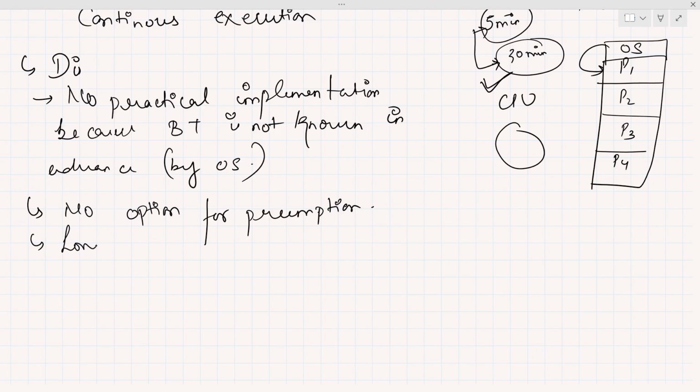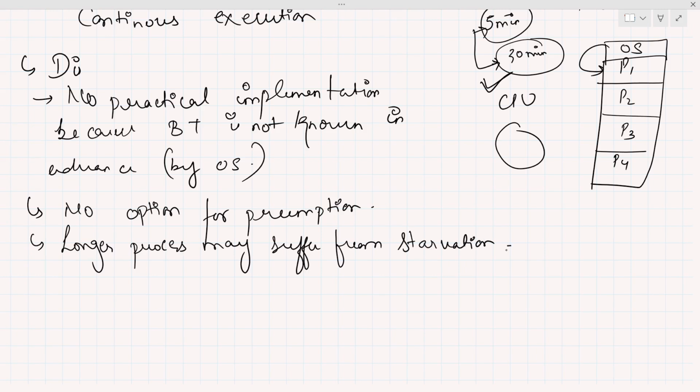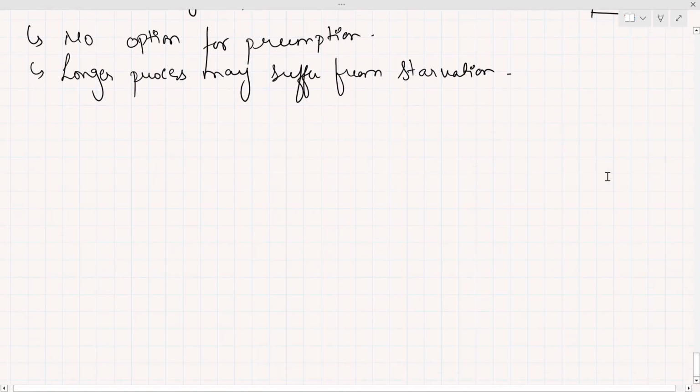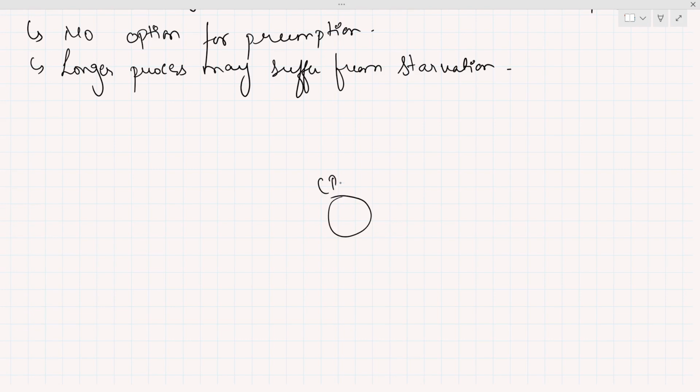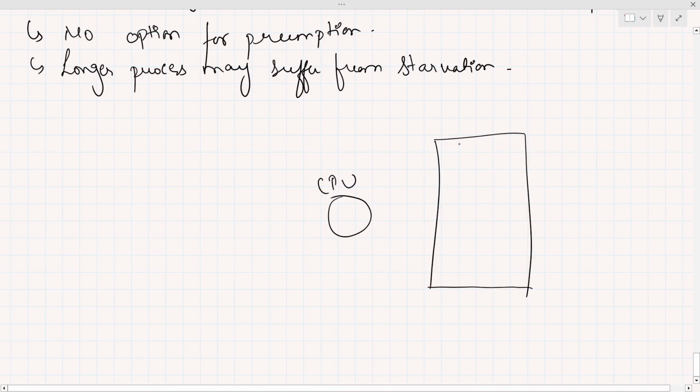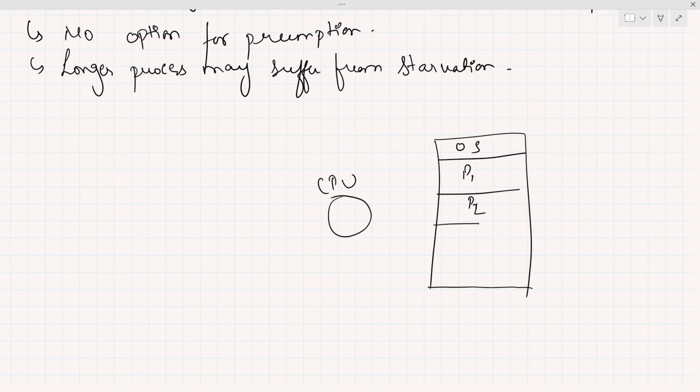Why do I say that longer processes will suffer from starvation? What is starvation? Basically, a process has to wait for the CPU for a very long amount of time. Okay, this is what starvation is. Let's say we have a queue, and we have processes like P1, P2, P3 and P4. Now the burst times are in a sequence like 1, 2, 3, 4.